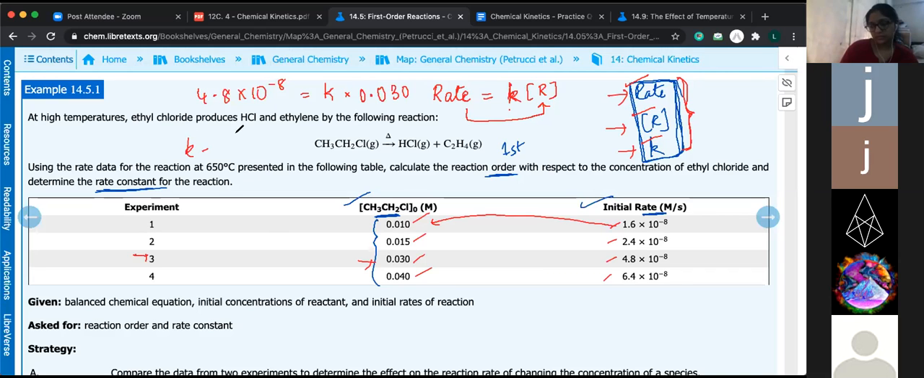So your K will be equal to 4.8 into 10 power minus 8 divided by 0.03. 0.3 into 48 will be 160. So you should get the rate constant K as 1.6 into 10 raised to power minus 6 second inverse.